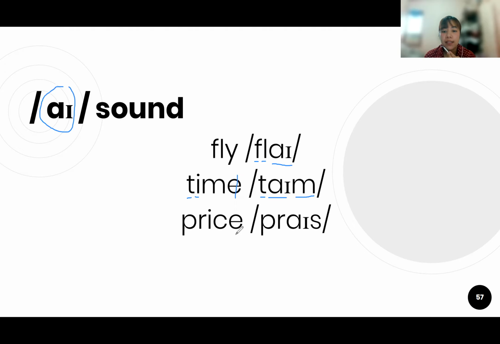Next with price. If you mean the word price with a C, you have your P, your R, and your I here still makes the I sound. And your C here makes the S sound. Price. It only changes if the word you mean is prize, with a Z.